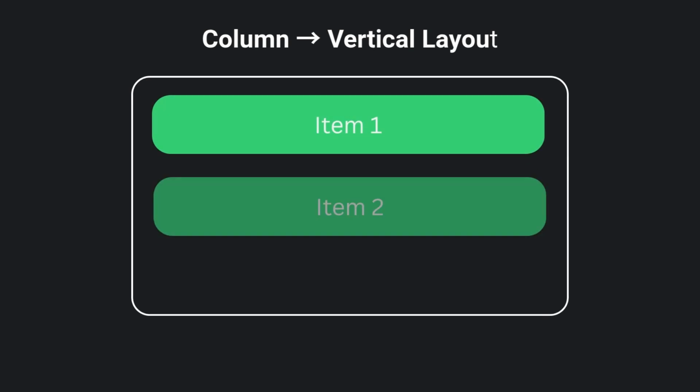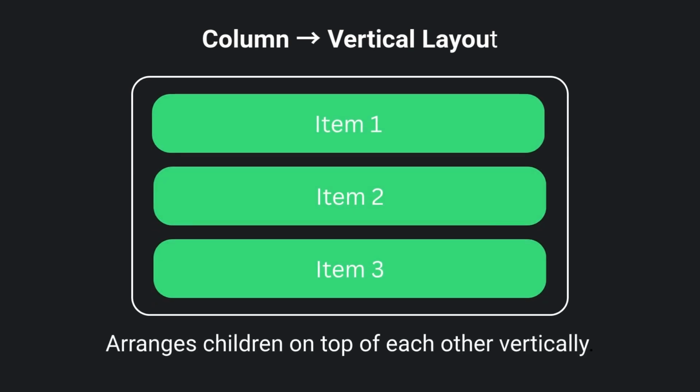A Column arranges items vertically, one below the other. This is commonly used for stacking text, forms, or vertical menus.